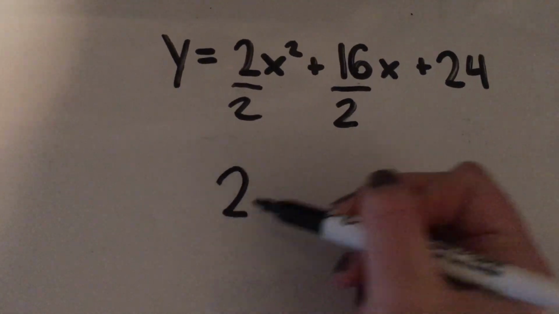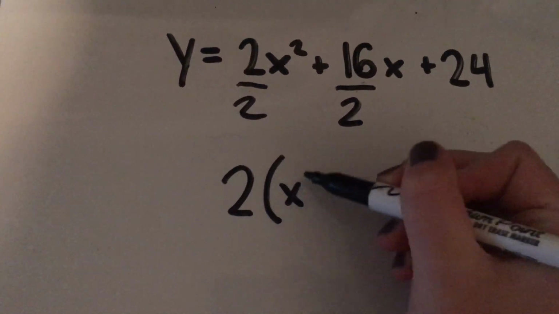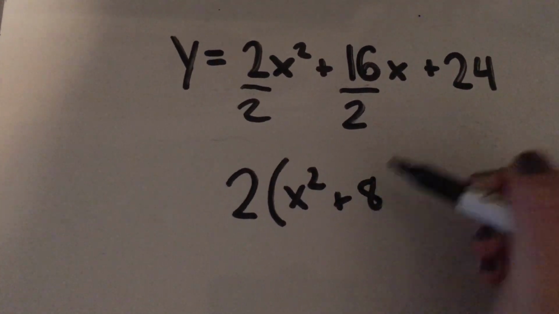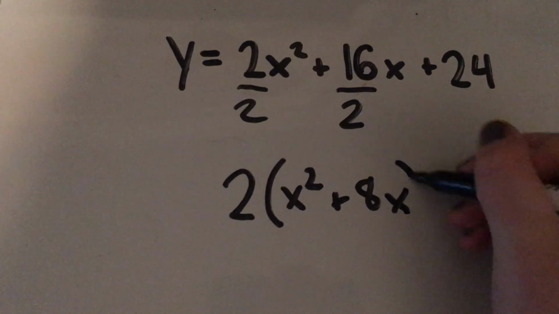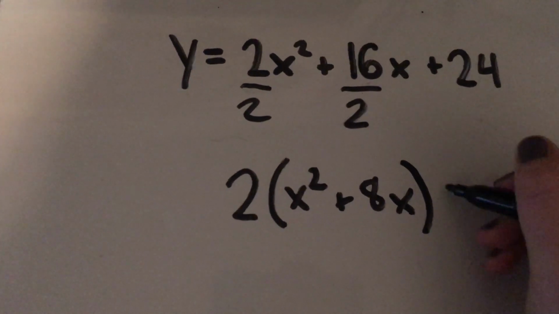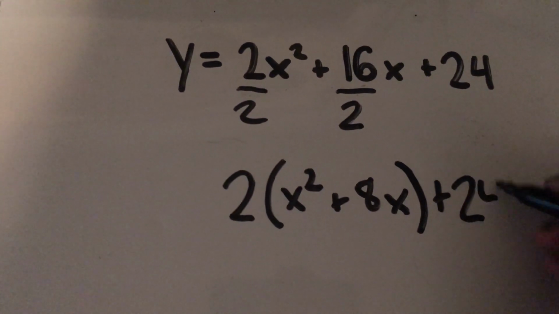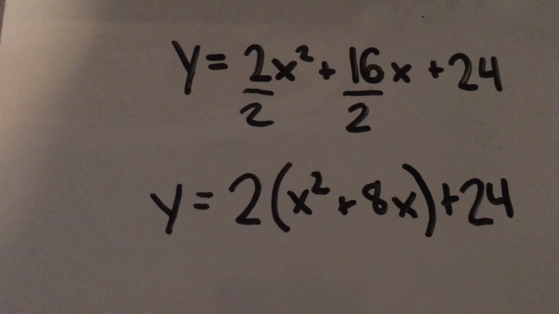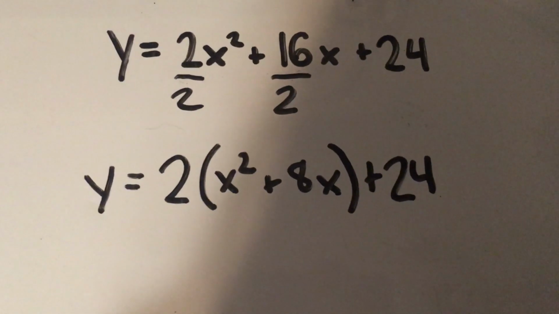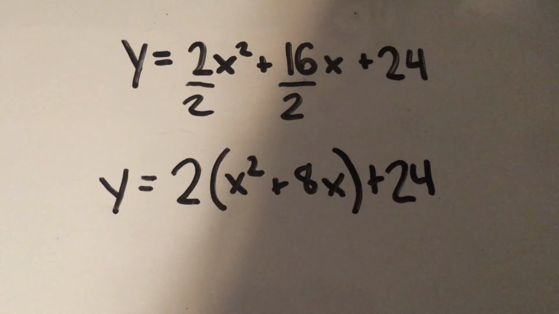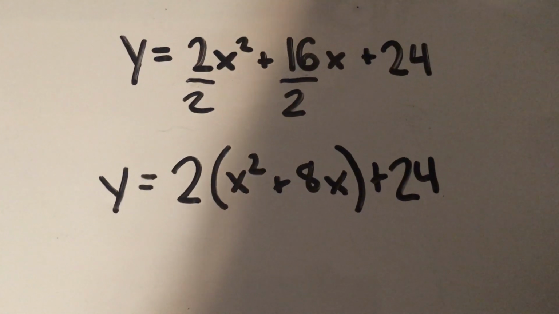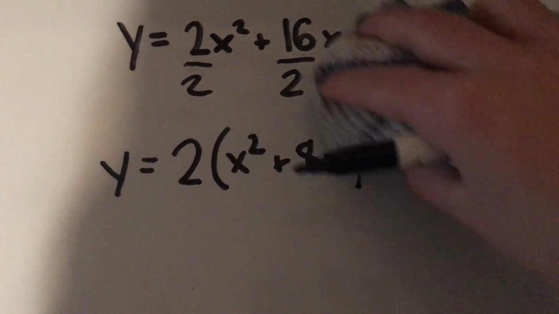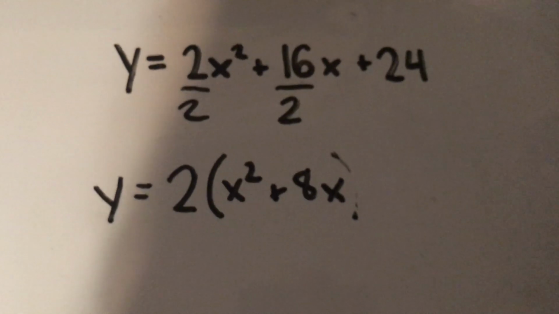Now that we've divided by 2, we're going to put a 2 outside the brackets, and we're going to rewrite it as x squared plus 16 divided by 2, which is 8x. And don't forget to bring down the 24, so it's plus 24 equals y. Now this equation is already starting to look more like vertex form, but we're not finished yet. Since we're trying to write what's in brackets as a perfect square, we're going to need to add a third term to it.